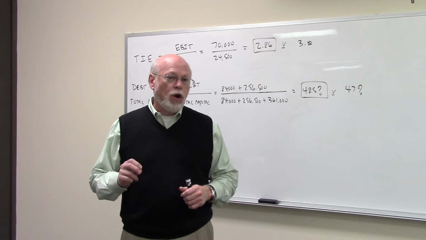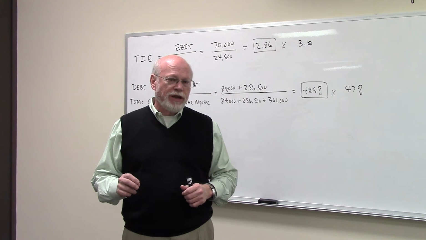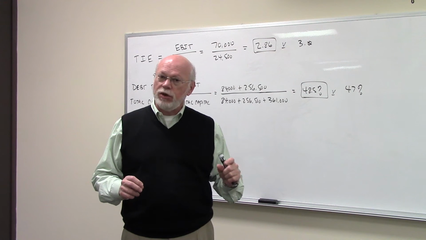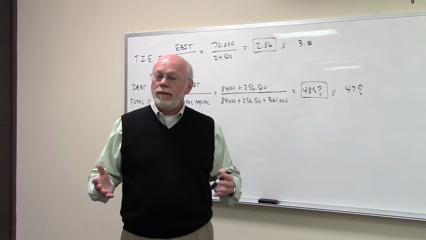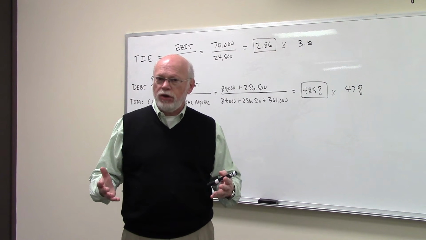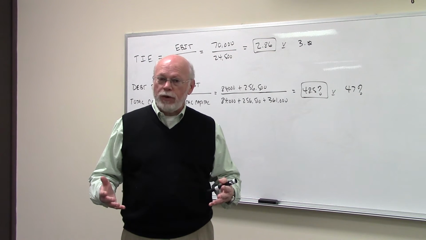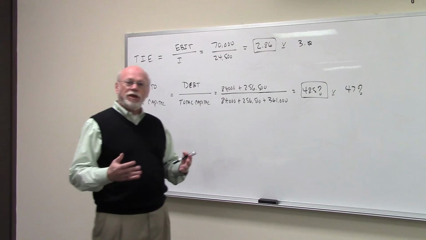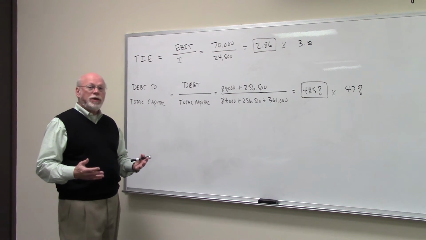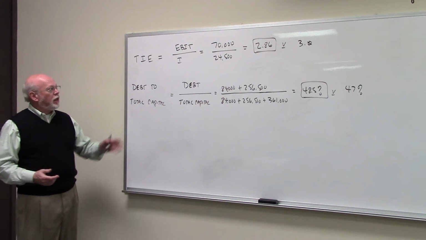So if you owe $15,000 in interest and your EBIT is only $10,000, you couldn't pay the interest on your debt. When you can't pay the interest on your debt, they call you bankrupt. This is one of the technical definitions of bankruptcy. So again, this is an important ratio. Lots of people pay attention to this ratio.